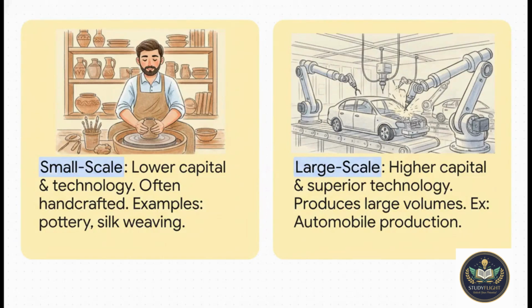And speaking of scale, that brings us right to the next way we classify things, by size. On one end of the spectrum, you've got small-scale industries. Think of a local potter or a silk weaver using handcrafted techniques. And then on the other end, you have massive, large-scale industries that need huge investments and really advanced technology to pump out huge volumes, like a modern car factory.